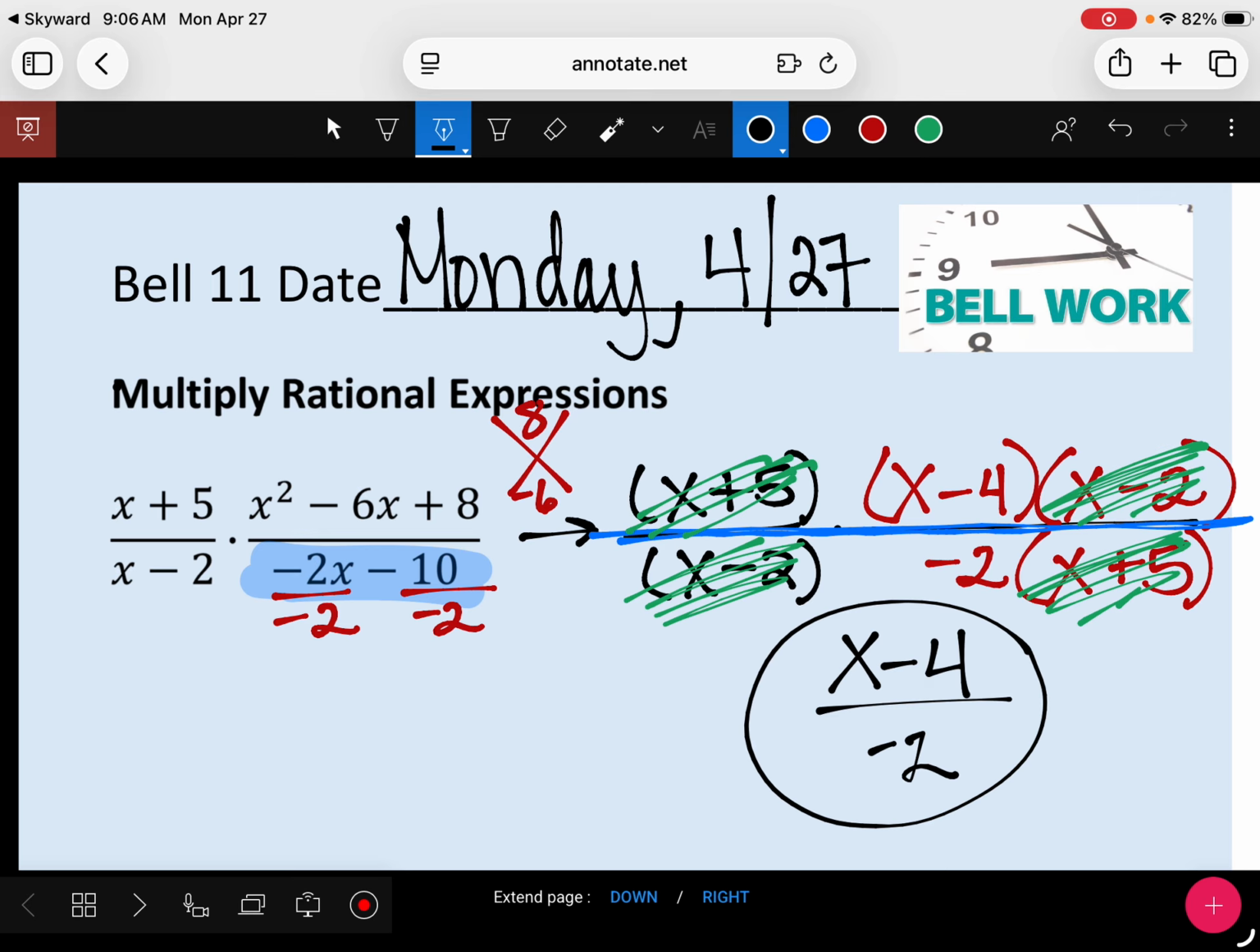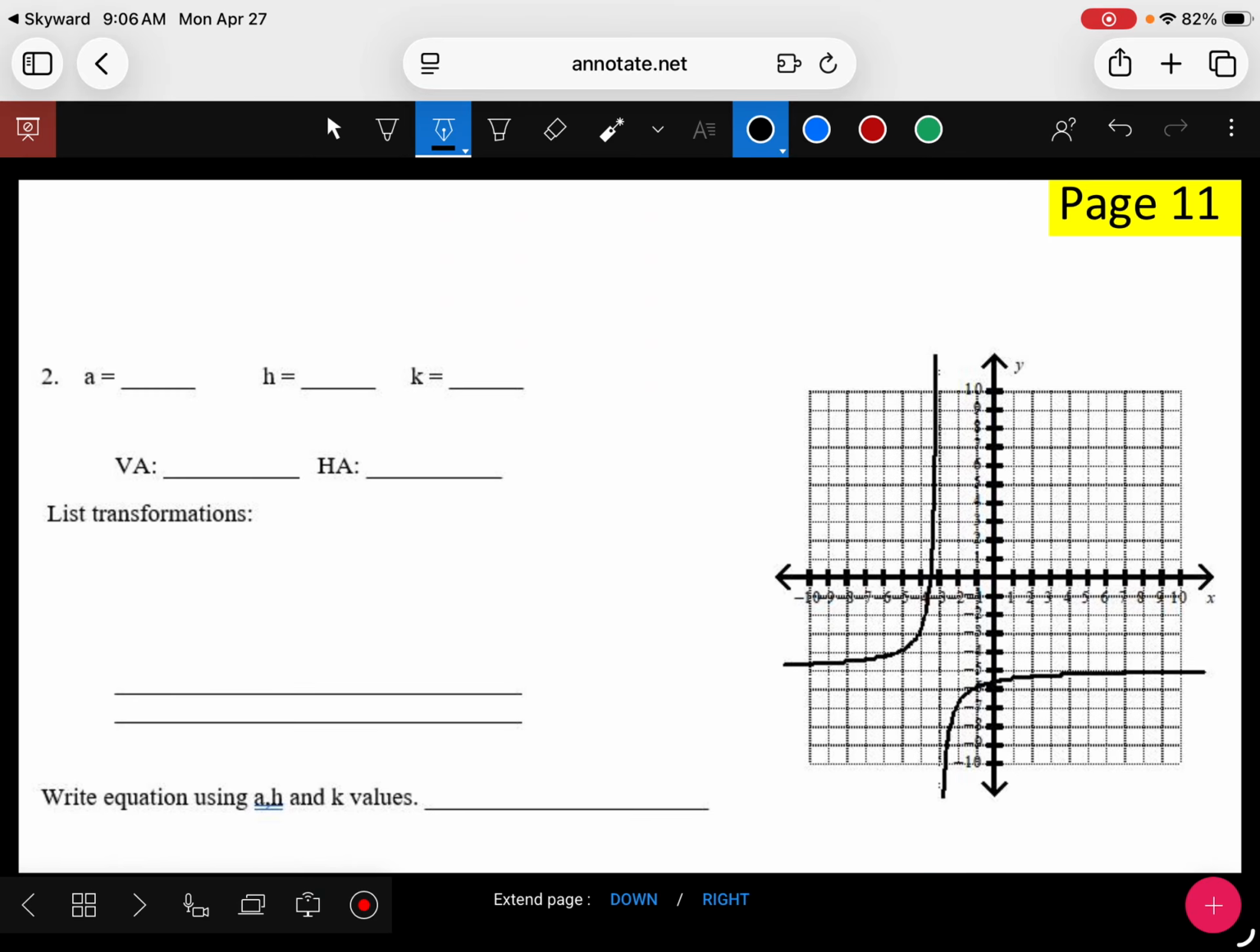All right, go to page 11. We're going to pick up where we left off Friday. We're going to look at two graphs and write the equation for the graph. And then we're going to start graphing. So we did 1 and 3, right? Yeah. Okay, so let's look at number 2.